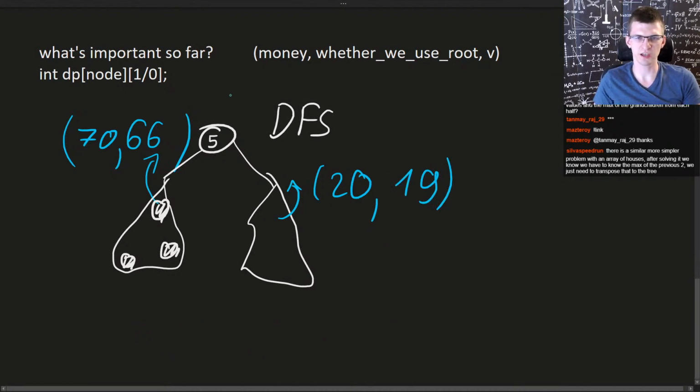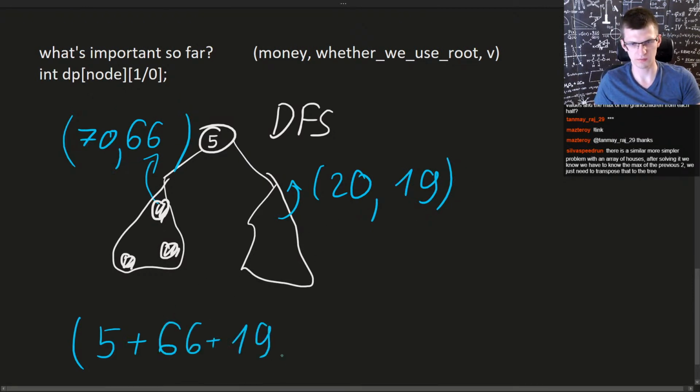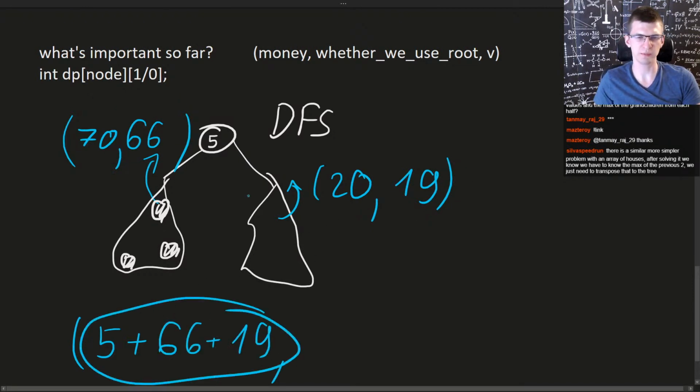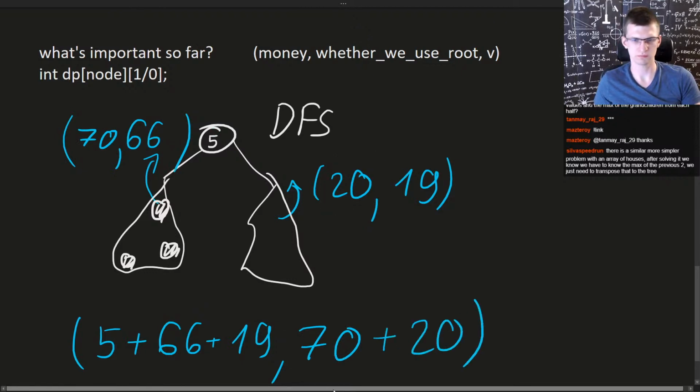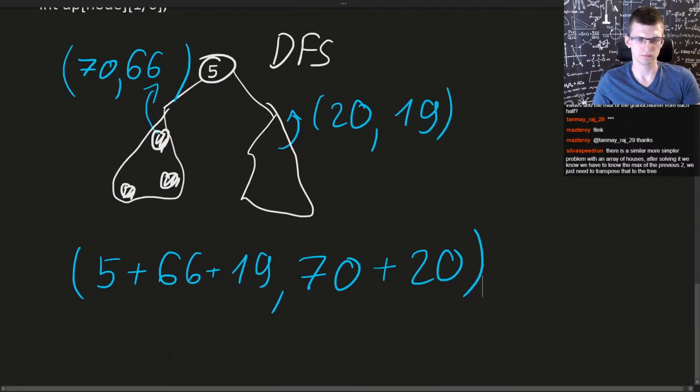Actually, we will get some ties by coincidence, say 19. Then what we should say at this node, at 5: either we will get 5, and then from both children we need to get the value if we don't take this child. Here, 66 from left and 19 from right. This is what happens if we take 5. And then if we don't take 5, then from the left we take 70, and from the right we take 20. And that's what I return.